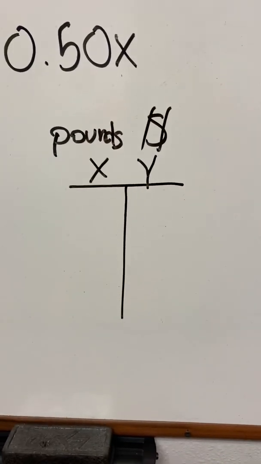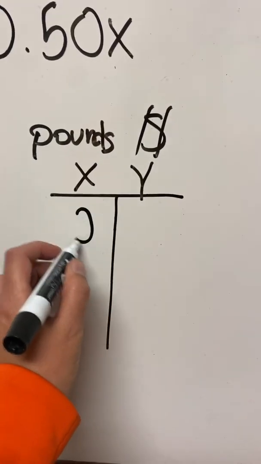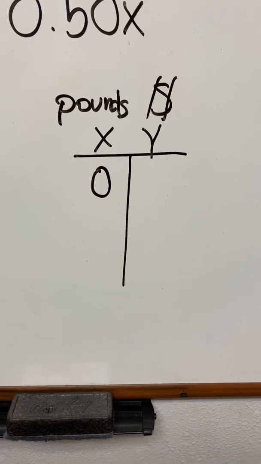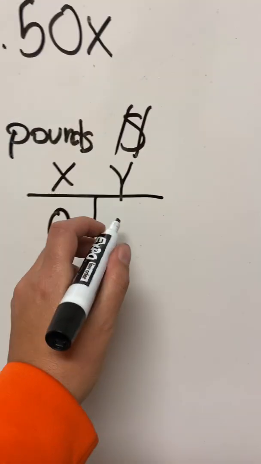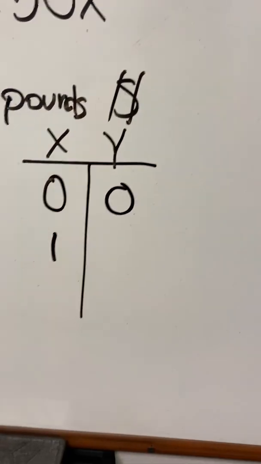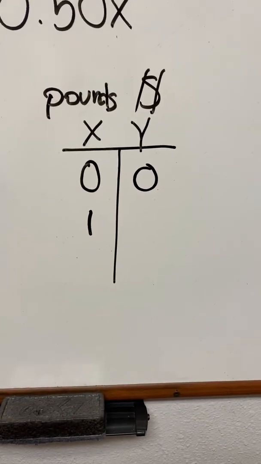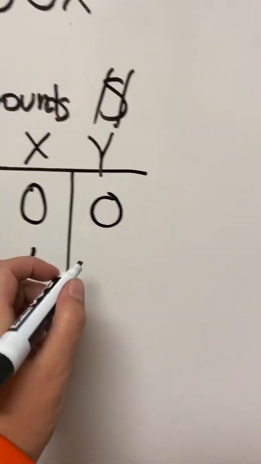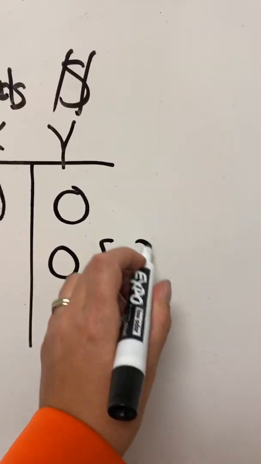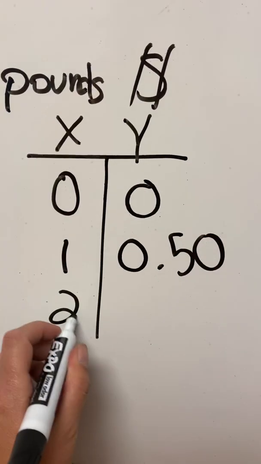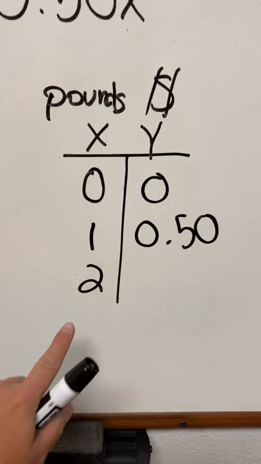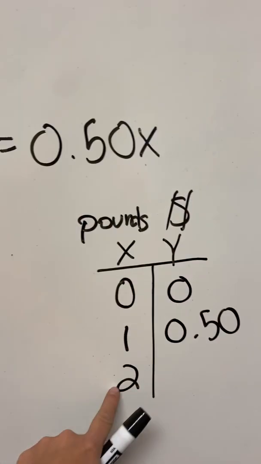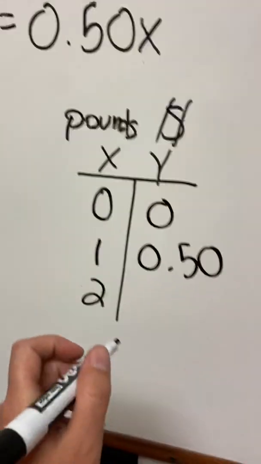So when we're talking about pounds of pumpkins, let's say I go to the pumpkin patch just for fun. I don't see anything I like, so I buy 0 pounds of pumpkins. Well, that's not going to cost me anything. That's $0, right? I just want a tiny pumpkin, just 1 pound. That's just going to cost me 50 cents because each pound is 50 cents. Well, if I want 2 pounds of pumpkins, like a little bit bigger one, our equation just says we're going to multiply by 50 cents. 2 times 50 cents is going to be $1.